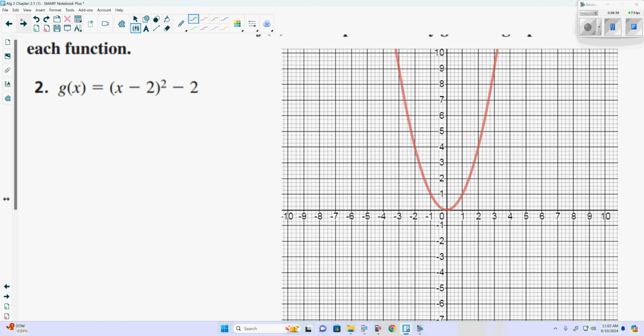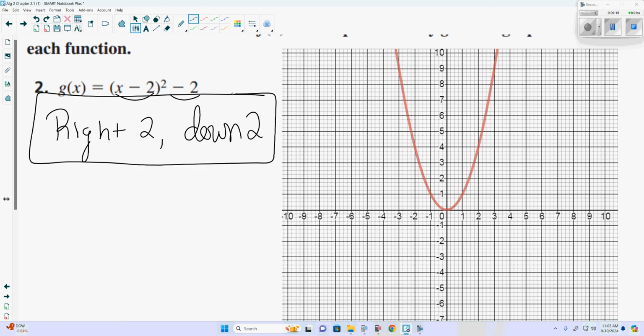Let's look at this one here. x minus 2 squared minus 2. So we do have 2 different operations. We have the minus 2 from x inside the parentheses and the minus 2 outside. Let's do inside first. So x minus 2 inside the parentheses tells us it's moving to the left or right, and it would be to the right how far? 2. Right 2. The minus 2 outside is telling us it's either moving up or down. Where are we going? So the minus 2 outside would be down 2. And that's it. Questions on this here?